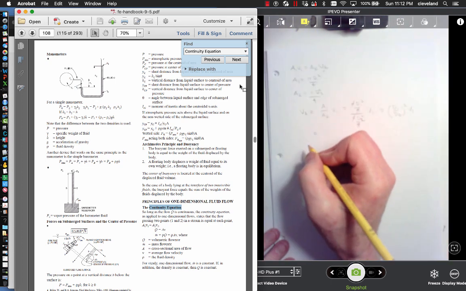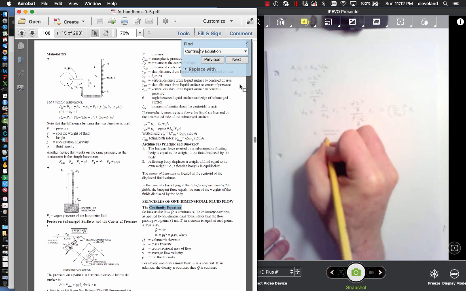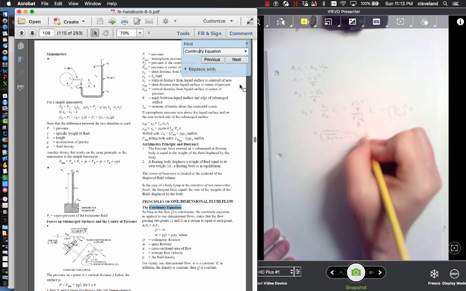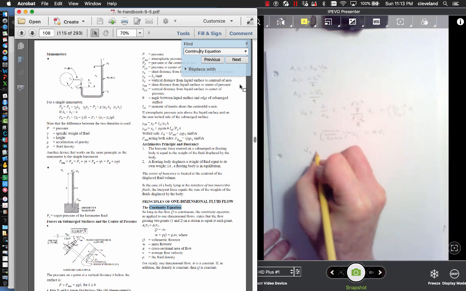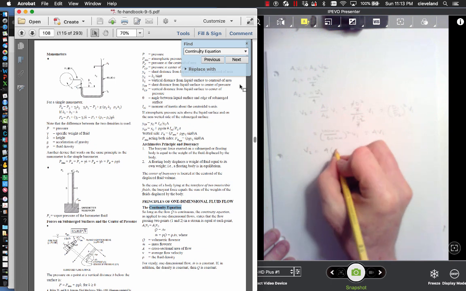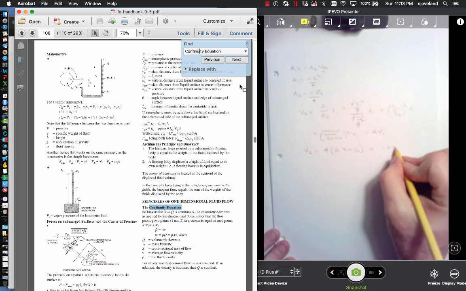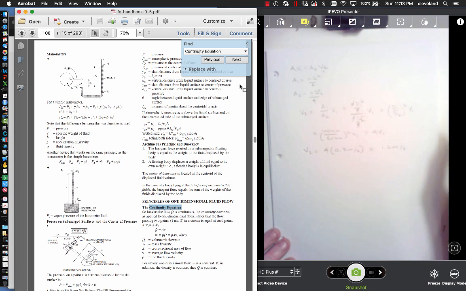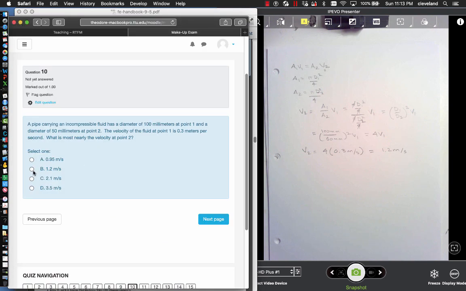In our case, we're told that d1 is 100 millimeters, and d2 is 50 millimeters. Quantity squared times V1. 100 over 50 is 2, 2 squared is 4, so we have 4 V1. So finally we have V2 is equal to 4 times V1, which is 0.3 meters per second. No calculations required. That's 1.2 meters per second. And we're going to choose, in our case, our option B.